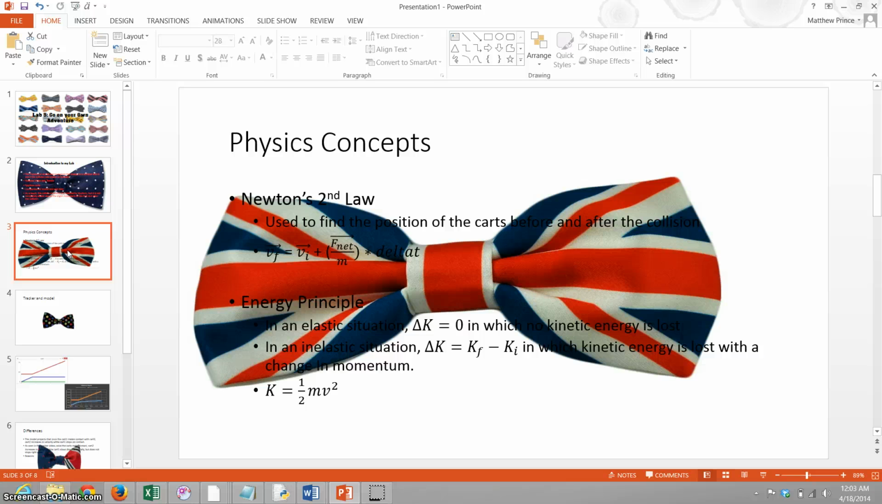In the change in the energy principle, I tested the change in energy of the system, the two carts. The result could either have been elastic, where the total change in energy is zero, or inelastic, where there's a change in energy. But energy is always conserved, never lost. Next, I will discuss the video and the code.